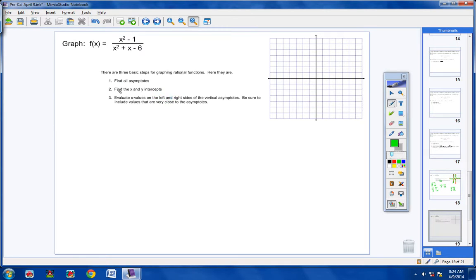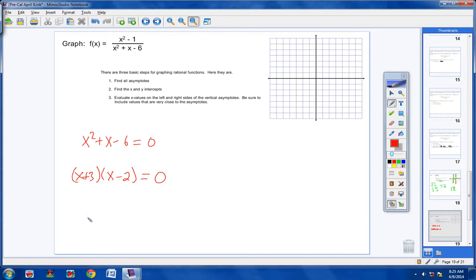Okay, let's find all the asymptotes. So step 1, let's find the vertical asymptotes. Here we go. You take your denominator and you set it equal to 0. Of course, we're going to factor that. What two numbers multiply together will give you negative 6, when added together, will give you a positive 1? I'm thinking positive 3 and negative 2.